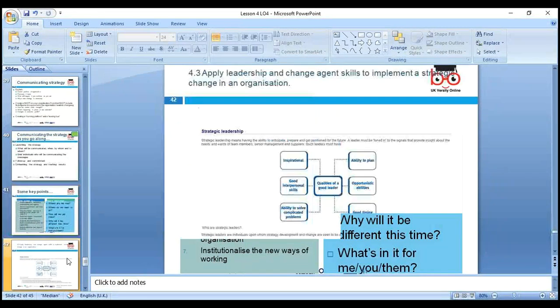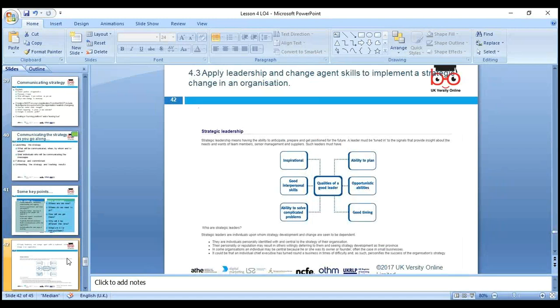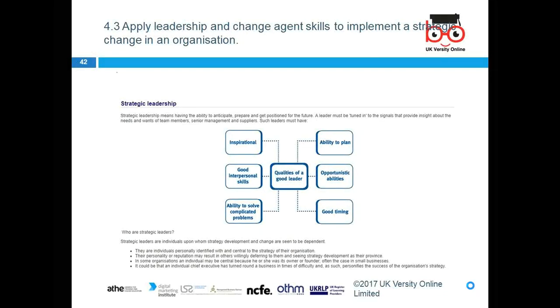So next, outcome 4.3. In 4.3, apply the leadership change agent skill. So really, we're looking at what sort of skills are required as a leader to implement the change. What do you think? What sort of skills are required? If we need to implement the change, what skills are required? Any thought? What do you think? What sort of thing do we need to plan?